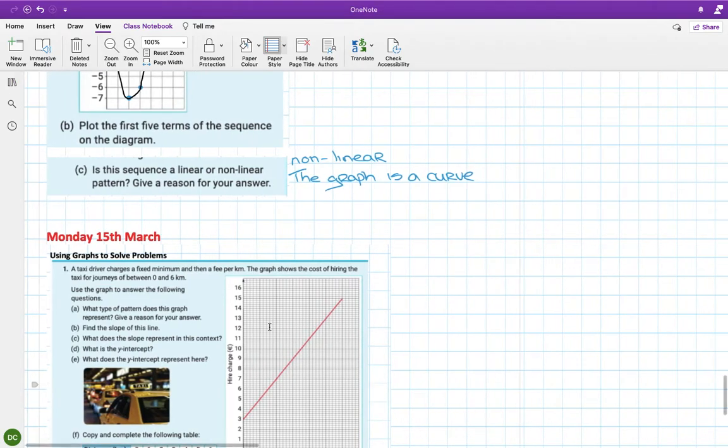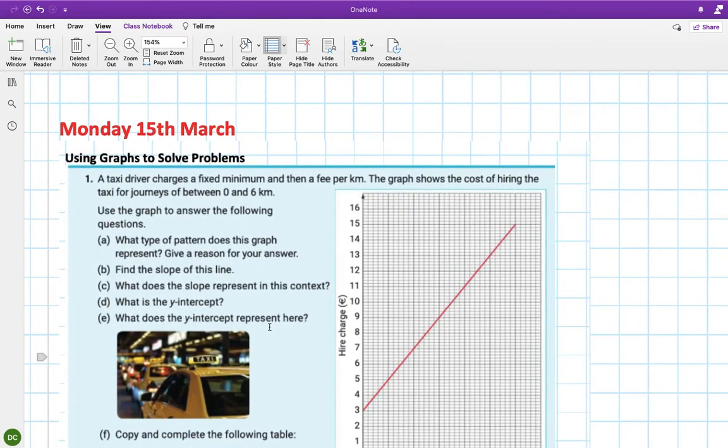Morning, guys. We will have a look at the homework from Monday. This was the last thing in that second patterns chapter.